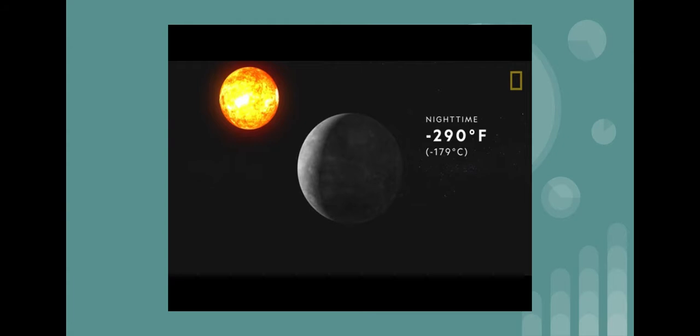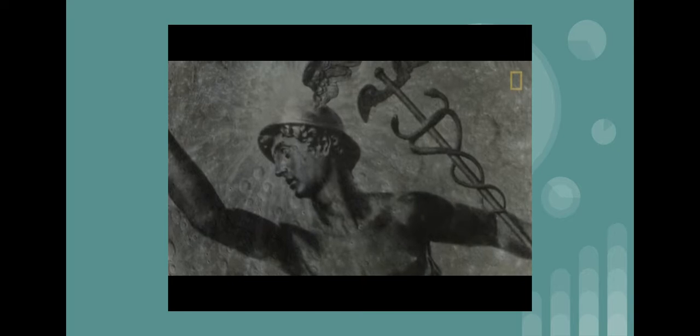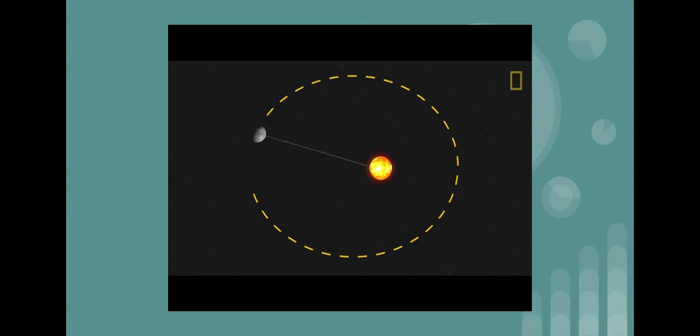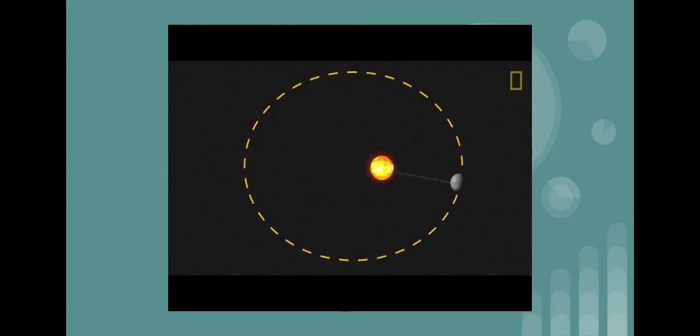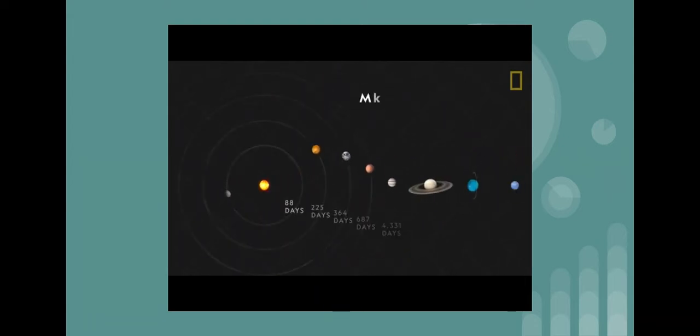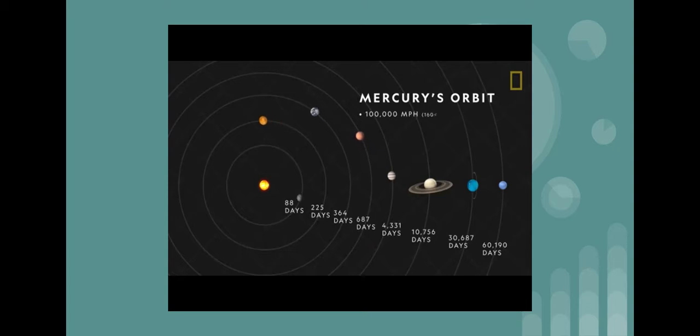The surface temperature can climb to 800 degrees Fahrenheit during the daytime and fall to 290 degrees below zero at night. Mercury's proximity to the Sun is also the reason behind its age-old reputation of being swift and fleeting. The Sun's gravity pulls harder on Mercury than any other planet, and like all planets, Mercury travels in an elliptical orbit, slowing down when it's farther away from the Sun and accelerating as it draws closer. Clocking in at an average speed of over 100,000 miles per hour, Mercury slings around the Sun in just 88 days.